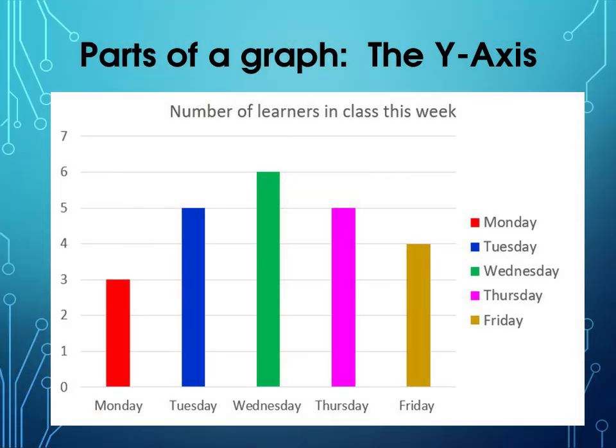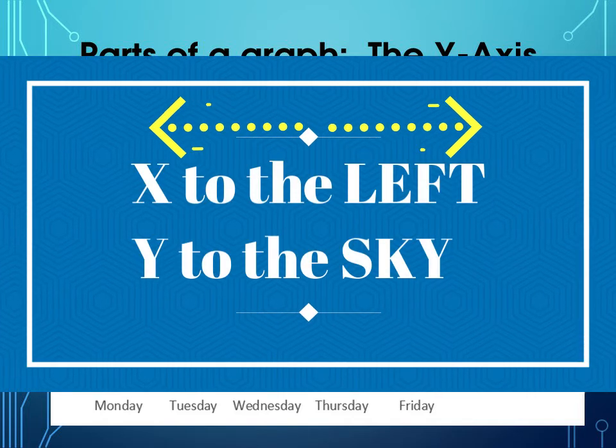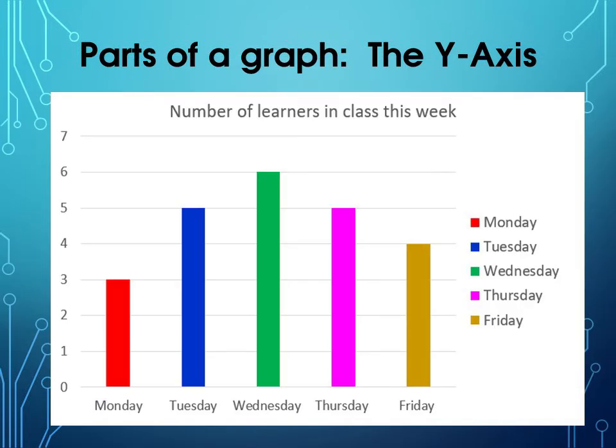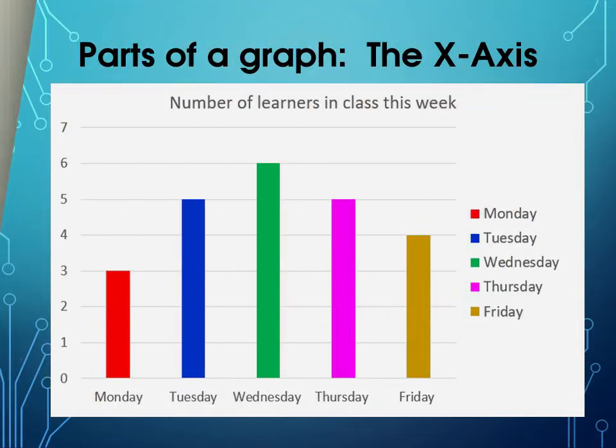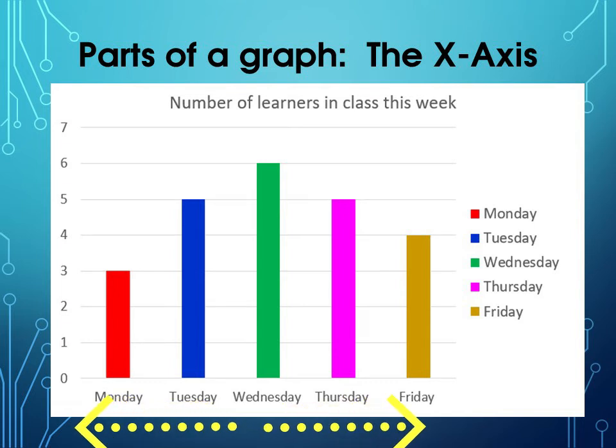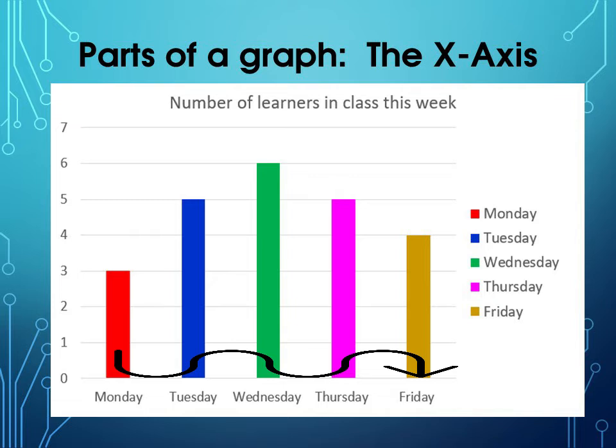Remind learners that in a bar graph, there is a y-axis and an x-axis. Tell your learners that there is an easy way to know the difference between the two axes. They should simply learn this little rhyme to remember which one is which. X to the left and Y to the sky. The y-axis runs vertically, up and down. The y-axis usually has numbers for things being counted. For example, in this example, it shows the number of learners present for each day of the week. The x-axis runs horizontally or flat. The x-axis usually represents time periods, in this case, the days of the week.